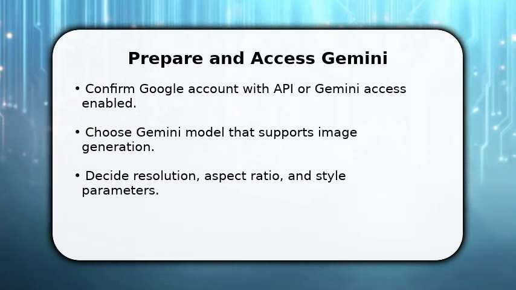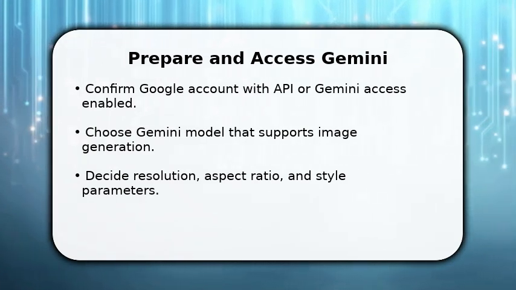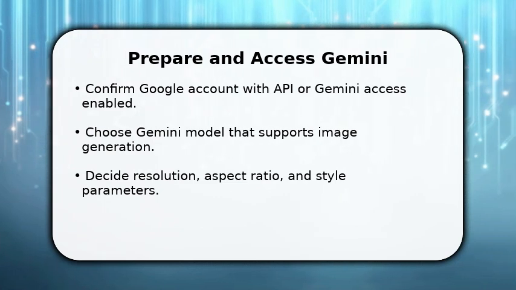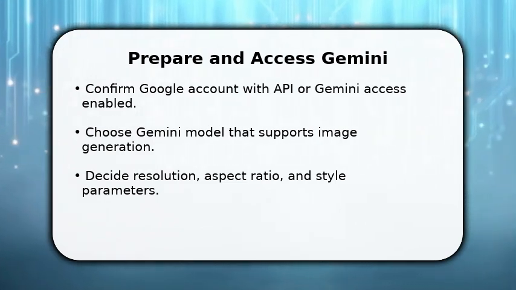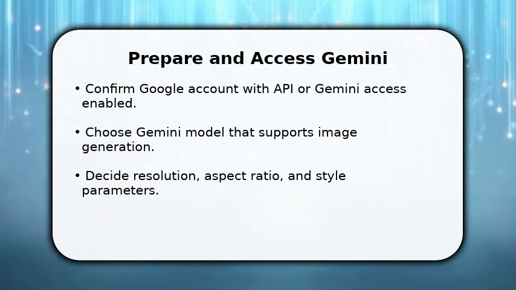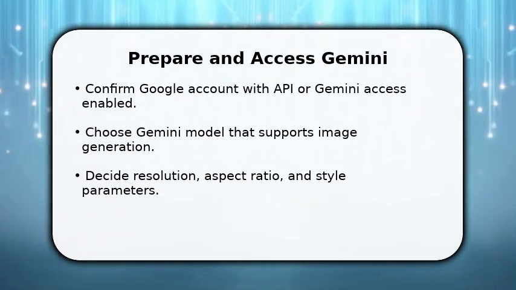Once done, draft 1 or 2 reference prompts to test variations. Make sure to enable any experimental image flags if required. This gets you from 0 to the first actionable request. Now refine how you speak to Gemini.